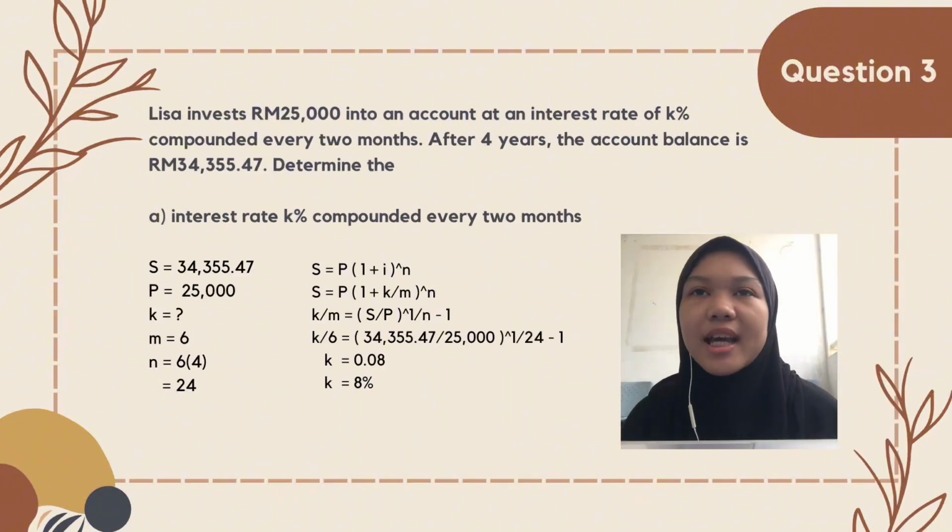Question 3. Lisa invests 25,000 into an account at interest rate of K% compounded every 2 months.